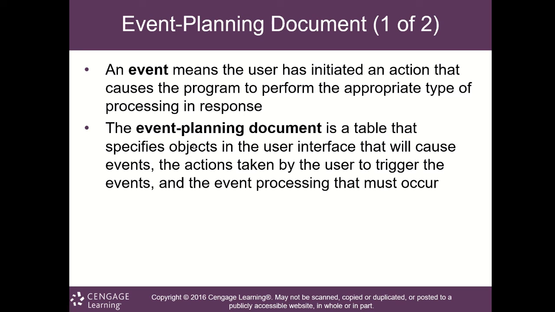Next, we talk about the event planning document. An event means the user has initiated an action that causes the program to perform the appropriate type of processing in response. The event planning document is a table that specifies objects in the user interface that will cause events, the actions taken by the user to trigger the events, and the event processing that must occur.